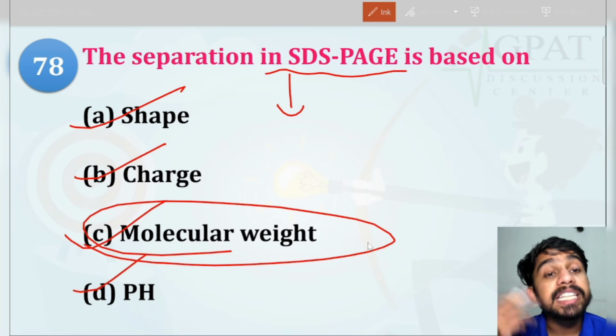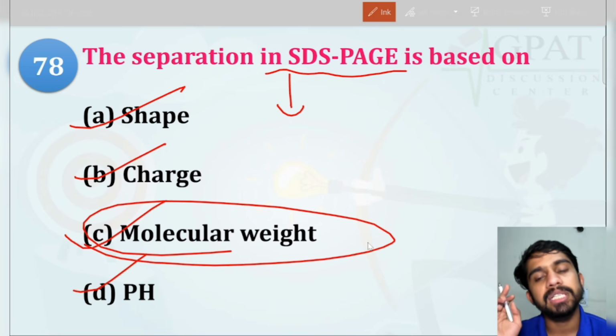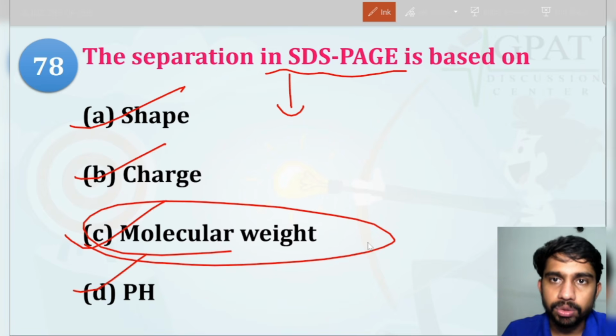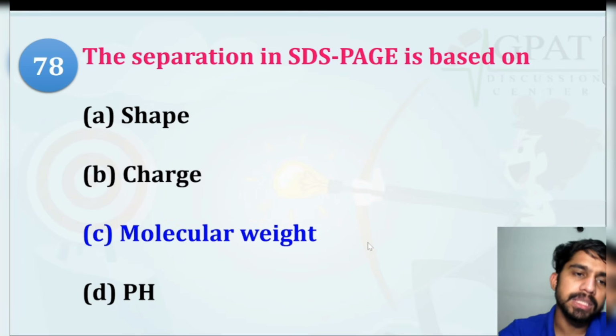And if we talk about the Western blotting technique, we use SDS-PAGE separation plus antibody detection. So the correct answer for this question is your option number C.